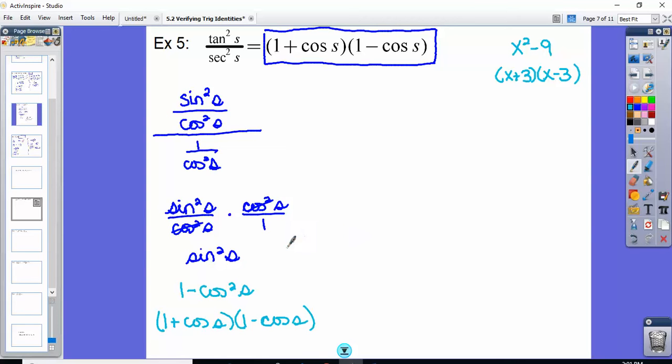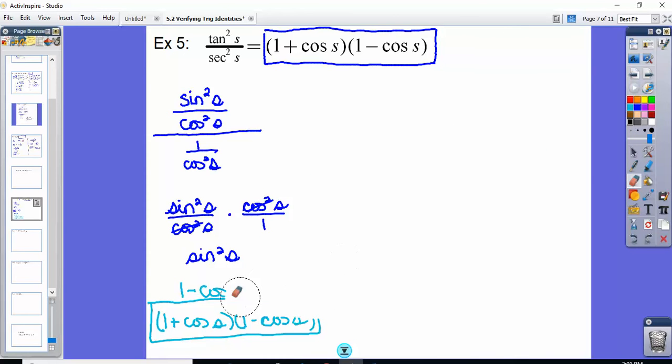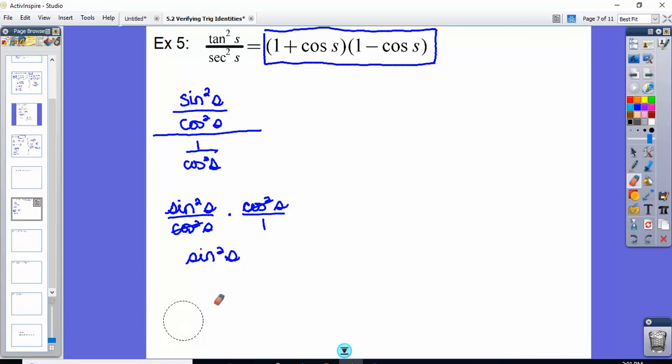But that may not have been obvious for you. So if you got to this point, that's great. You boxed it in. You should have 2 boxes on your paper. We've got our answer. But let's say you didn't. Let's say you got to this sine squared and you didn't know how to get to here.